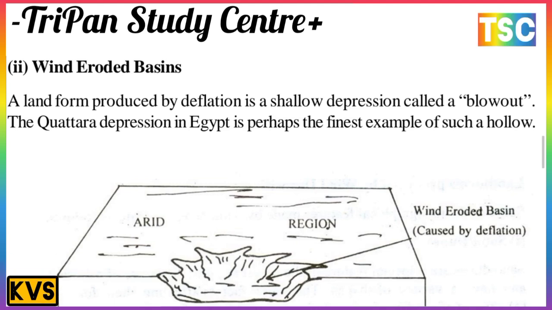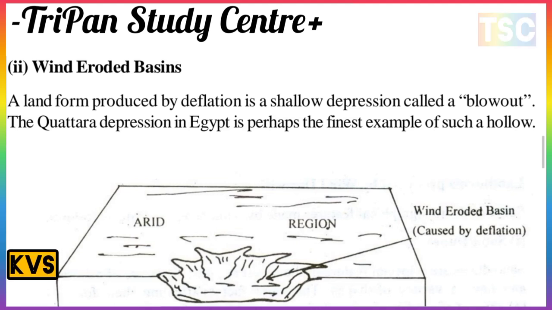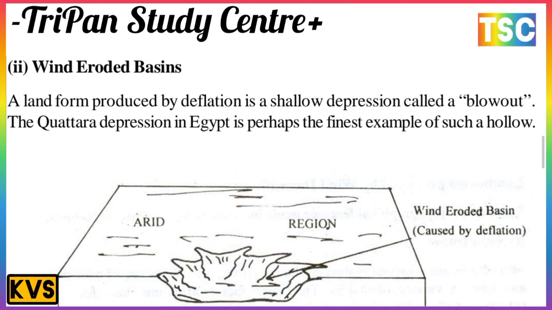Next, the wind eroded basin. A landform produced by deflation is a shallow depression called a blowout. The Qattara Depression in Egypt is a finished example of such a hollow.